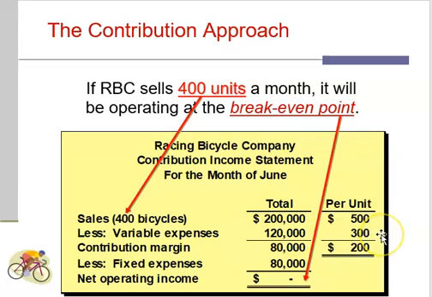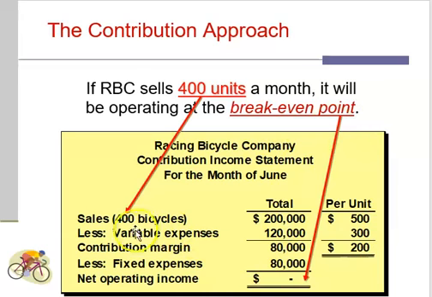My variable cost per bicycle is $300, and I have a contribution margin of $200 per unit. Hey, how much do you make on each unit you sell? $200. That's the question. Well, what's your break-even point?